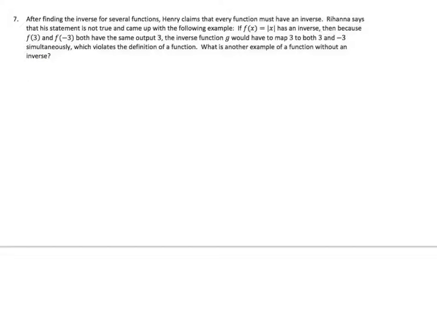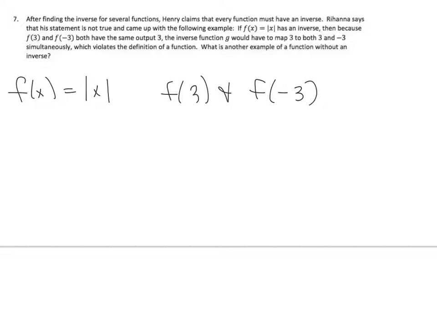Let's try another one. After finding the inverse for several functions, Henry claims that every function must have an inverse. Rihanna says that his statement is not true and came up with the following example: f of x equals absolute value of x has an inverse. Oh, if f of x equals absolute value of x has an inverse, then f of 3 and f of negative 3 both have the same output. They both are 3.